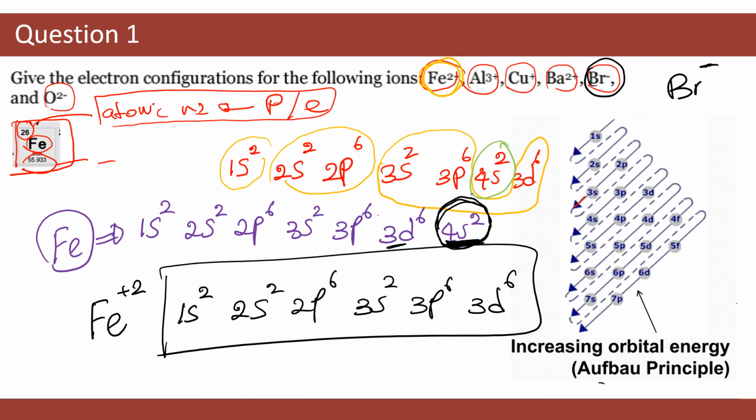Are we done? What's that? That's in writing. Okay. When you finish, let me know. Okay? You can write down what we have done as an example, but the ones that you need to do are aluminium 3 plus, copper plus, barium 2 plus, boron minus, and oxygen 2 minus.